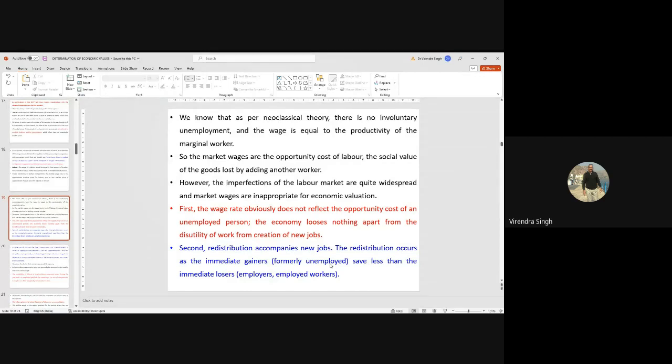However, the imperfections of the labor market are quite widespread, and market wages are inappropriate for economic valuation. As we have been discussing, the goods markets are imperfect, and labor markets too are imperfect. So the price determined for labor, the wages determined in the labor market, cannot be taken as a true reflection of their values. There are valid reasons. There are imperfections, and prices are determined out of an equilibrium of forces in an imperfect market. Wages are inappropriate and cannot be used for economic valuation.